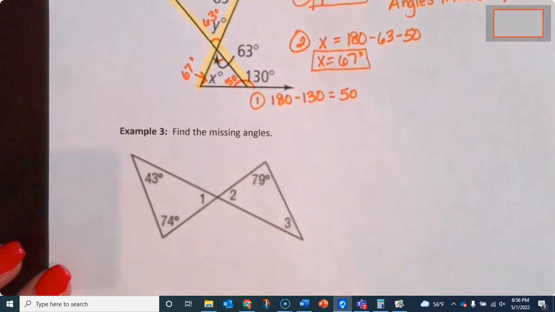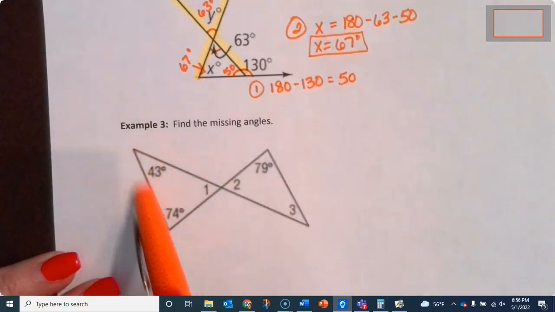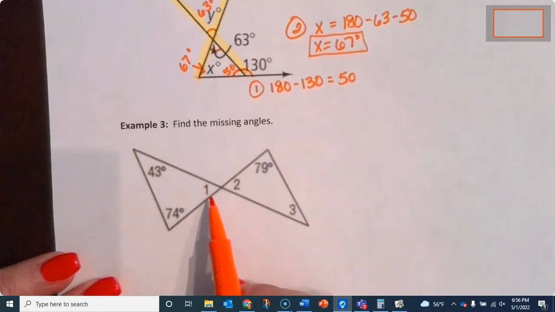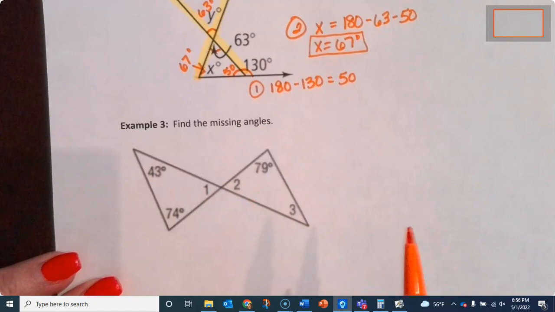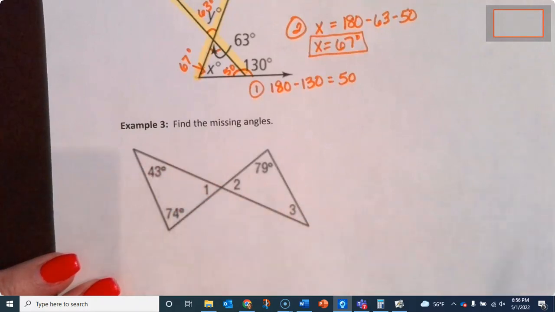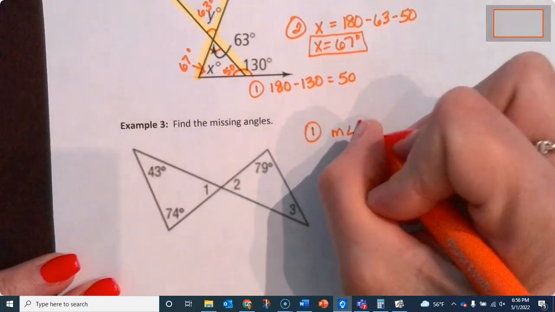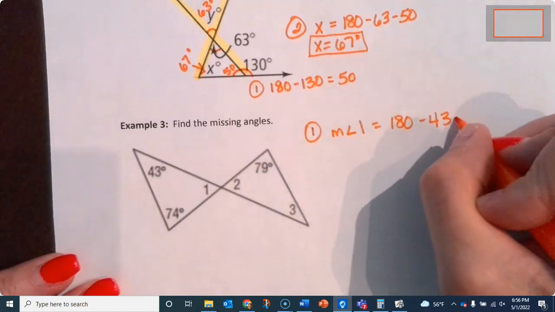All right, example 3, same kind of thing, find the missing angles. And I'm sorry this picture came out blurry. So here we have this triangle. So notice how we have 1, 2, and 3, and they don't have the degree symbols with them. That means they're not saying that this angle is 1 degree and this angle is 2 degrees and that one's 3. They're calling this angle 1, angle 2, and angle 3. That's the name of the angle, not how many degrees they are. So we're going to find angle 1 first, because here we have a triangle where we know two of the angles, so we can find that third angle. So the measure of angle 1 is equal to 180 degrees minus 43 minus 74.